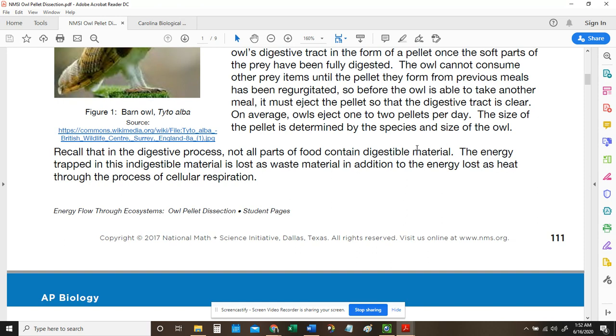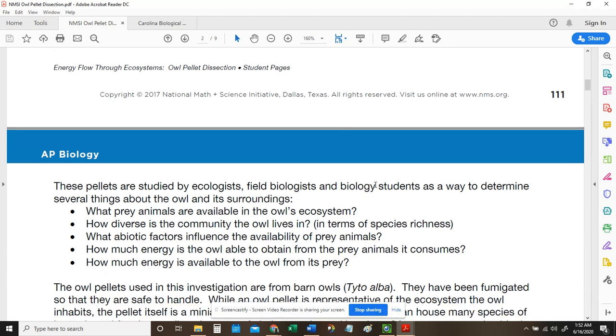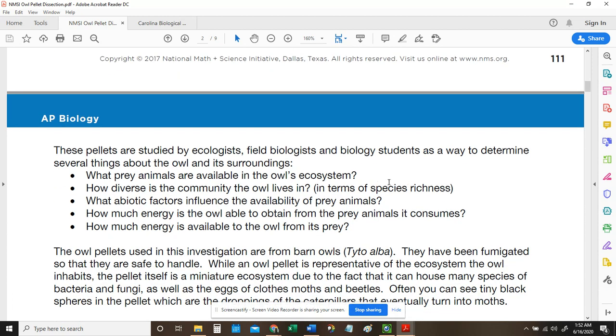But there's hair, bones, parts of other animals, like beaks if they eat birds, that they cannot consume. So this is going to be their chance to do that. And so what the students will get to do is they're going to be able to answer the questions of what prey animals are available, how diverse is the community.